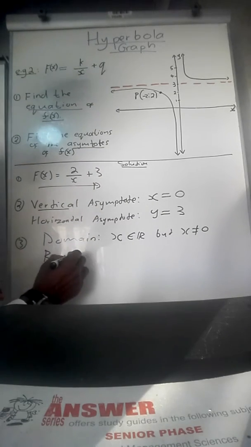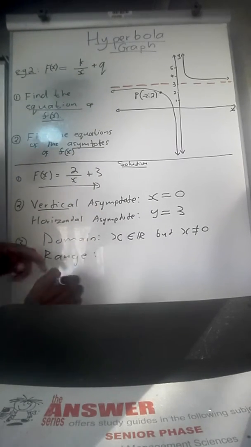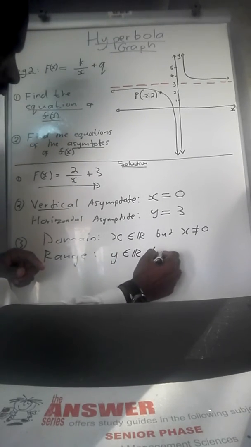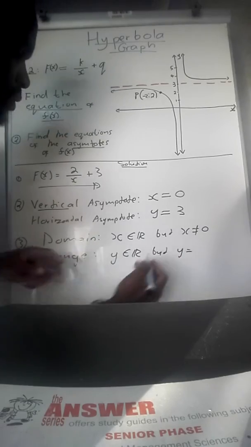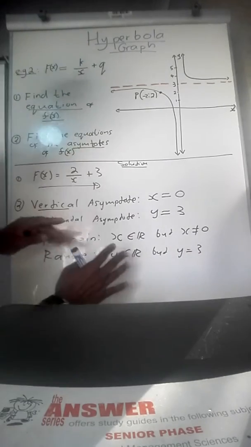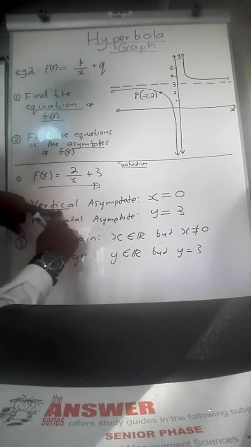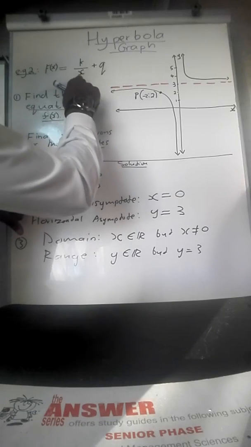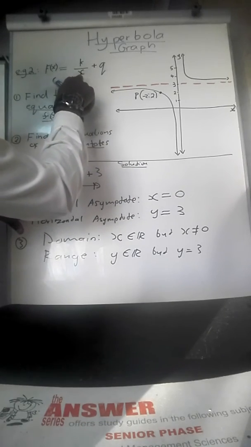And the range, for that matter, is going to be y is an element of real numbers, but y cannot be what? It can't be 3. So there's a direct relationship. The vertical asymptote is the x value. We found it from the graph. We know that x cannot be 0 here.